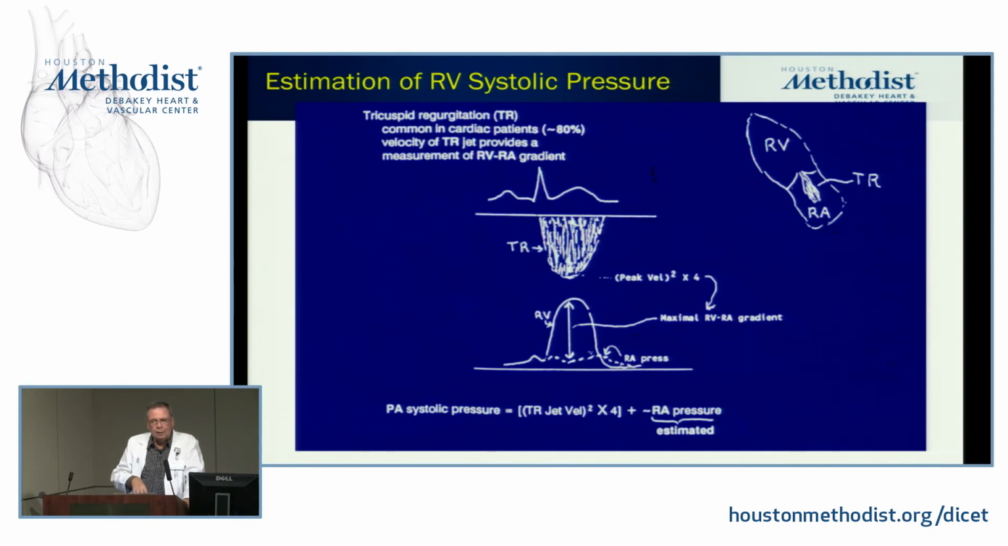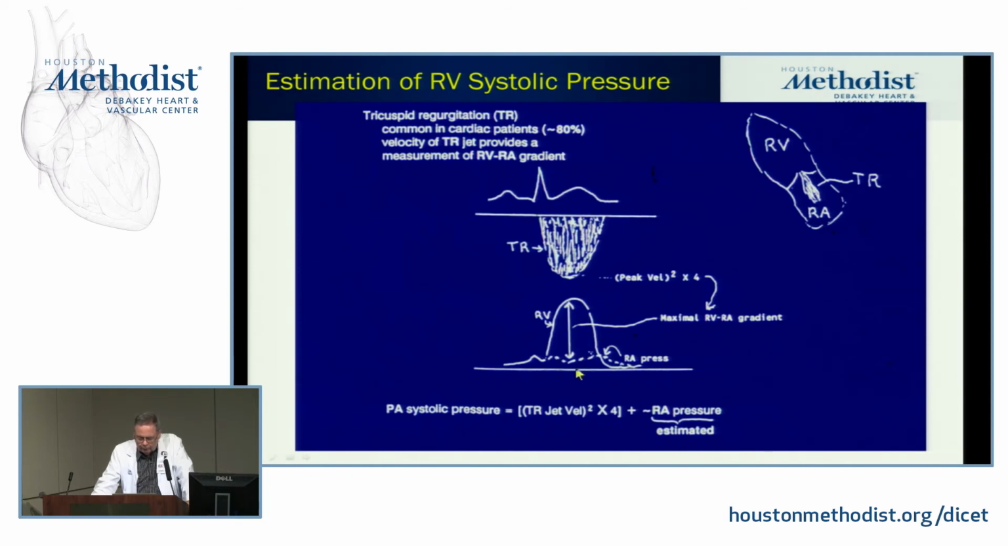So for TR, you use everything. You use your RV inflow view, you use your short axis views, you use your apical four-chamber, apical to subcostal, wherever you can, and you go for your highest velocity in any one of those views, because that's the likely one to be more parallel to the ultrasound beam. And then that peak velocity, applying 4V squared, gives you this gradient.